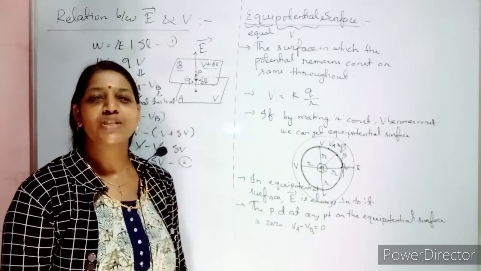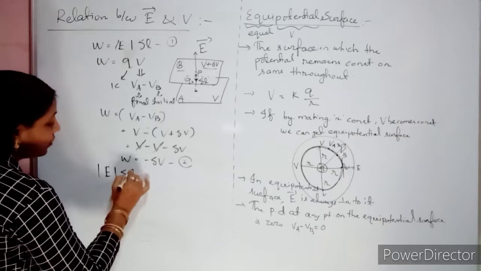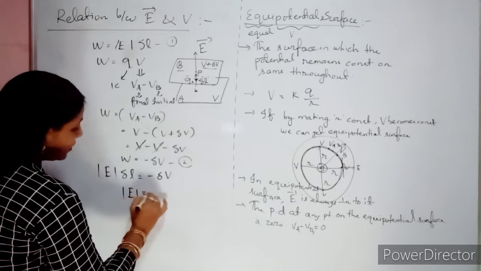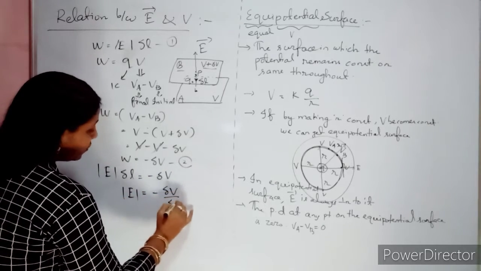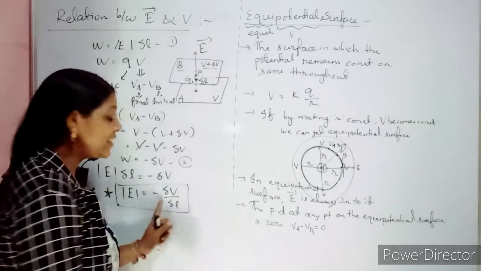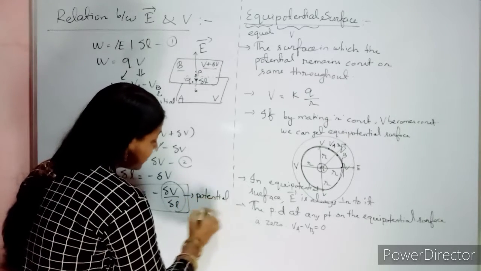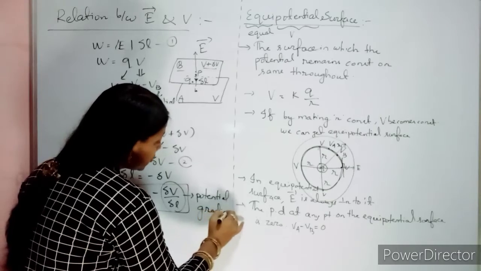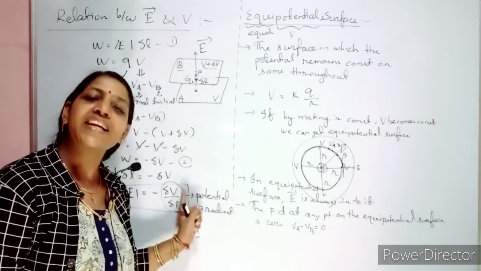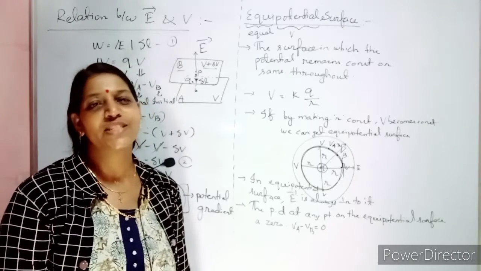Now you can equate equation 1 with equation 2. So what will you write? E mod del L equals minus del V. So what is E mod? It is equal to minus del V by del L. A very, very important relationship, please remember it. This is called the potential gradient. What is potential gradient? It is the change in voltage with respect to change in displacement.